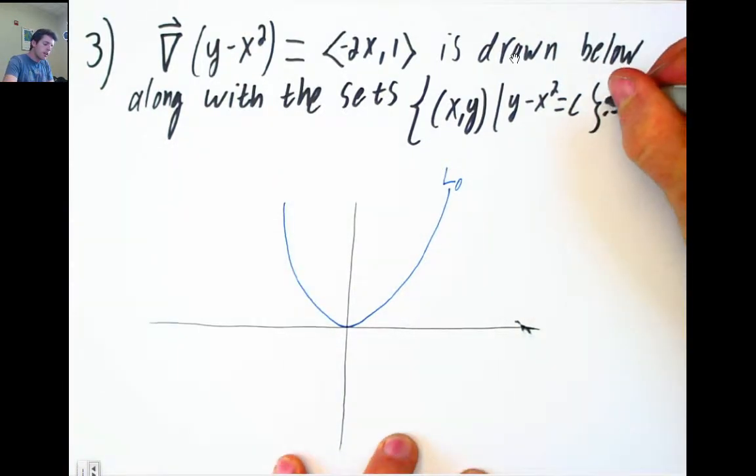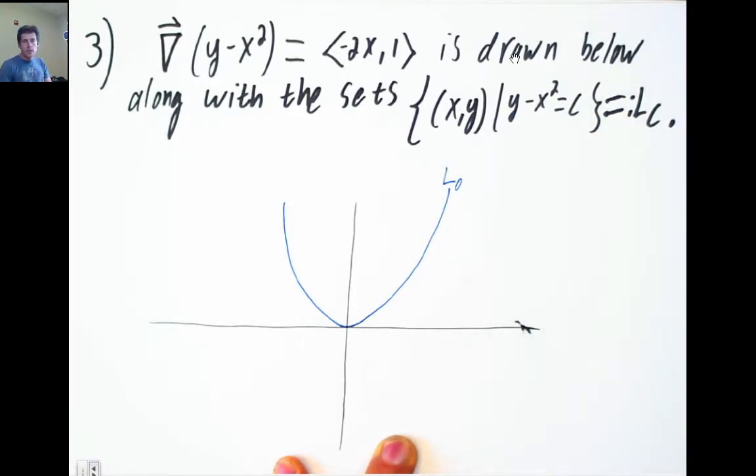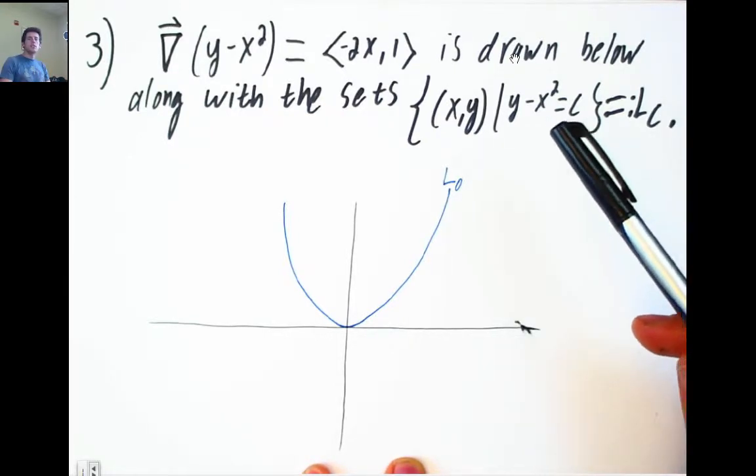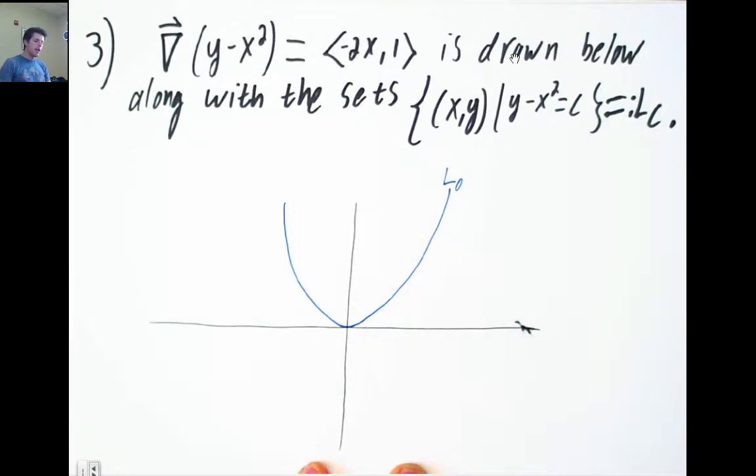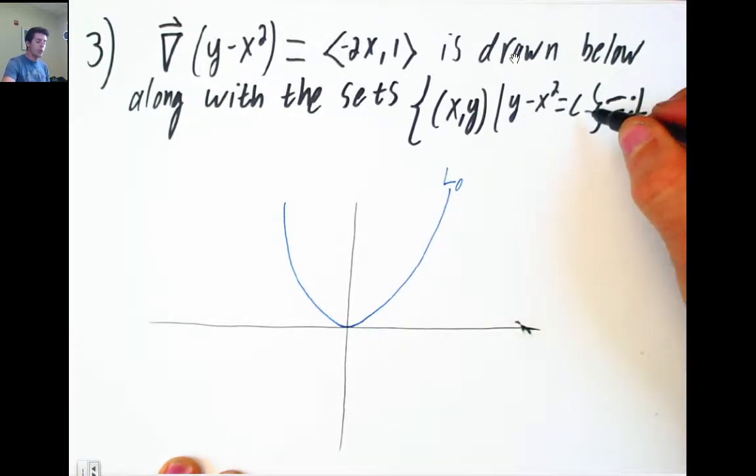LC is getting named this. Okay, so LC is the level set corresponding to C. Now, I can very easily see that L0, the level set corresponding to 0, is the solution set to y is equal to x squared. That's the usual parabola here. And let's see, L1 would be the solution set to y is equal to x squared plus 1.